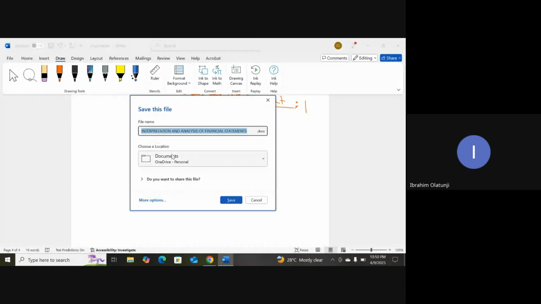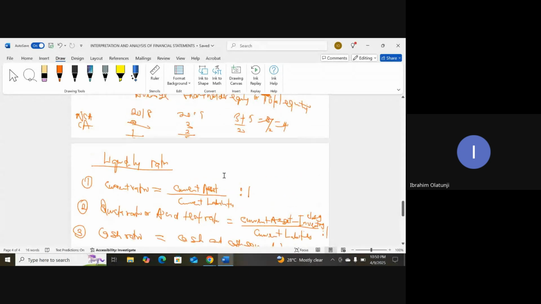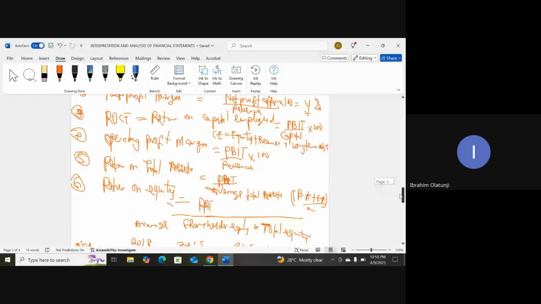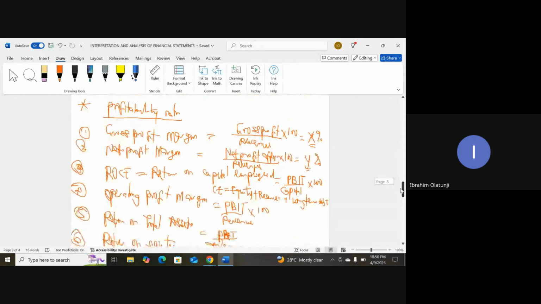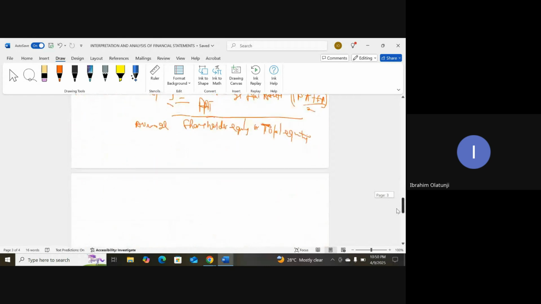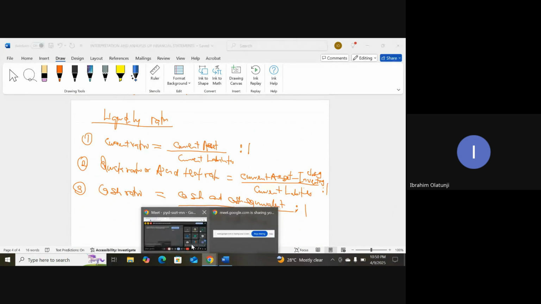So let's look at some practical examples and see what we can deduce from it. Then we cover the remaining ratios, because I think we don't have enough time again, because some of us are going to work tomorrow. So let's look at profitability ratio and liquidity ratio, and some questions under that.